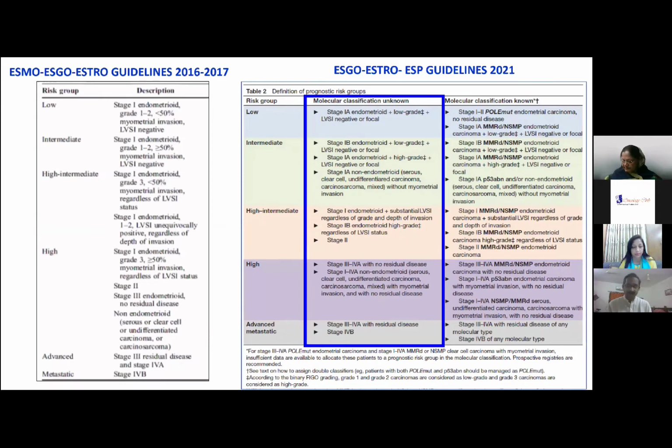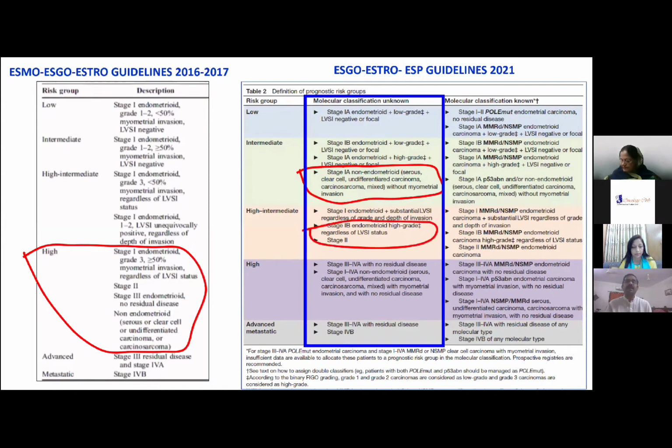It is very difficult, but I have tried to make it easy based on whether molecular classification is known or unknown. And for that, I would just like to highlight certain differences which have come in last year's recommendations. Earlier, the high risk group had quite large variables, including stage 1, grade 3, more than 50% myometrium invasion, stage 2, and stage 3, and then non-endometrioid, that is type 2 histology, were classified as high risk. However, now we have some literature which says that stage 1A non-endometrioid without myometrial invasion have relatively good outcome with or without treatment. So this has been shifted from high risk to intermediate risk group.